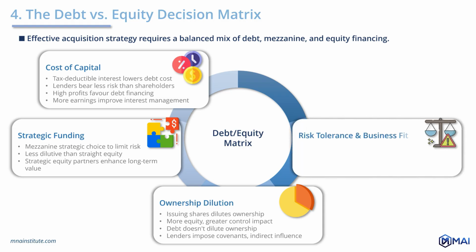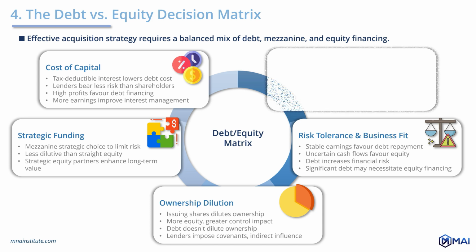4. Risk tolerance and business model fit. Stable cash flows support debt. Companies with predictable earnings can comfortably manage debt repayments. Those with uncertain cash flows are riskier, making equity financing more suitable. Financial leverage. Taking on debt increases financial risk. Companies already carrying significant debt might be forced to rely on equity or mezzanine financing options.